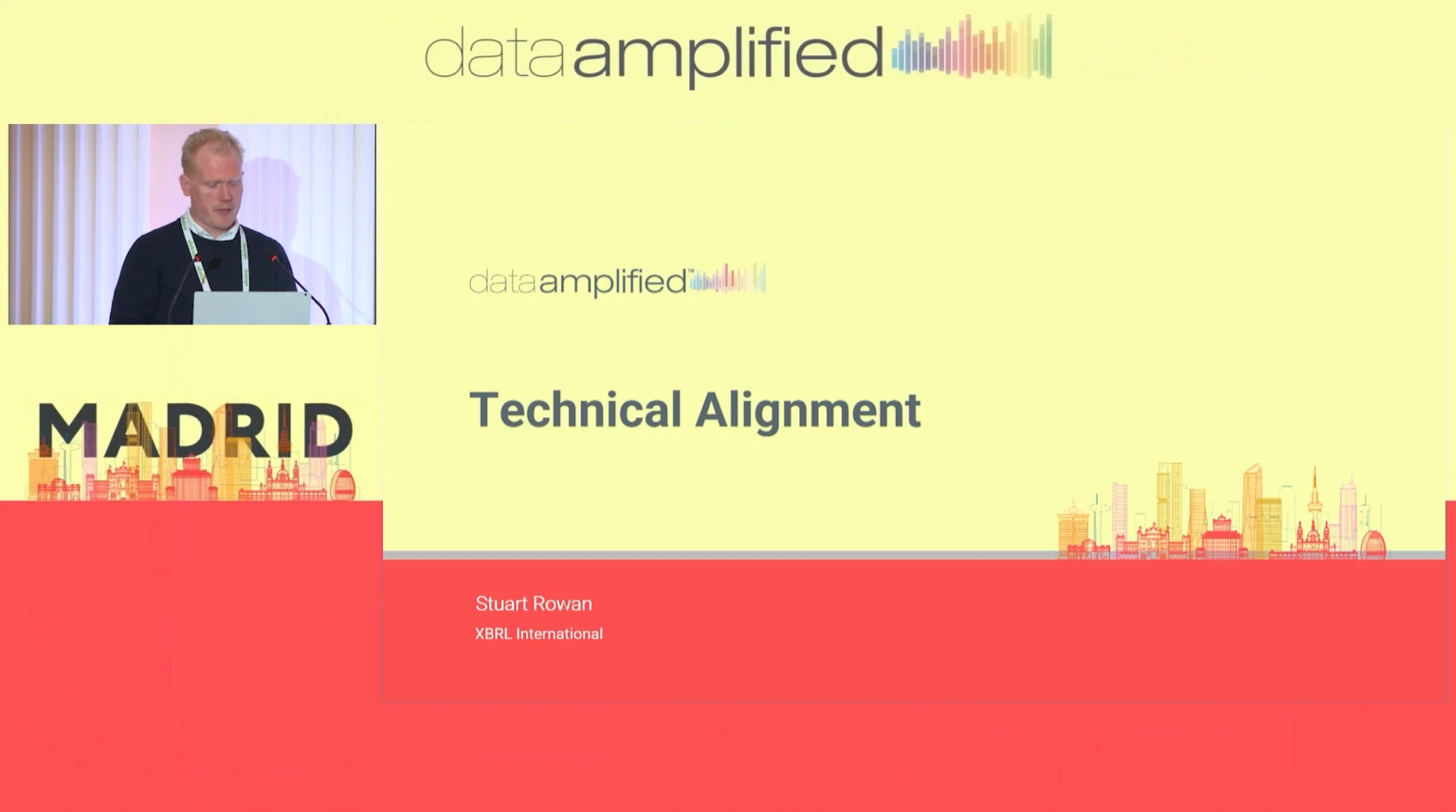So today I'm going to be talking about some of the technical alignment between the sustainability taxonomies we know and have, which are GRI, ESRS, and ISSB. And I will periodically lose my mouse, so bear with me.